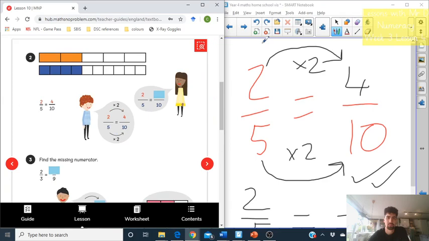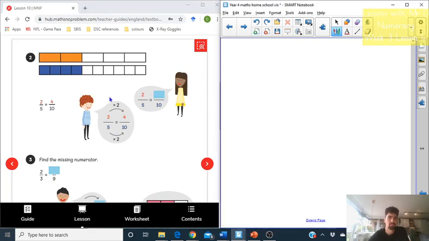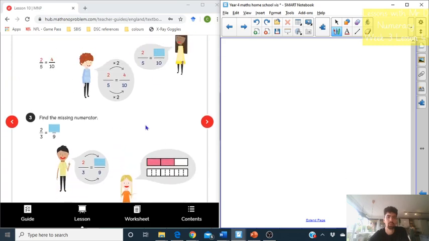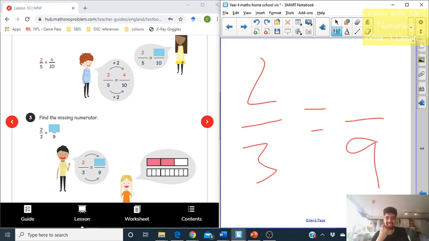Again, what about this one? Well, 2/5 is the same as 4/10. We've done that. What about 2/3? 2/3, the same as 9ths. 2/3 and 9ths, can they be equivalent? Can thirds and 9ths be equivalent? Can you make the parts match up? I think you can, because you should.